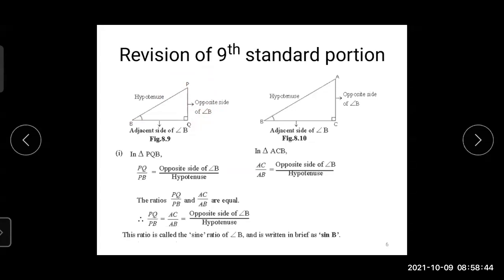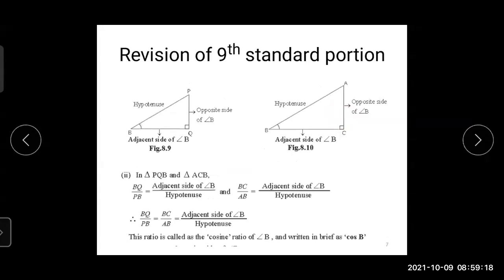Then in the second figure, in triangle ACB, AB is the hypotenuse and the opposite side of angle B is AC. So the ratio formed is AC upon AB. In this way, the ratios PQ upon PB and AC upon AB are equal. So we can say it is the opposite side of angle B upon hypotenuse. In this way, we have seen the sine ratio.